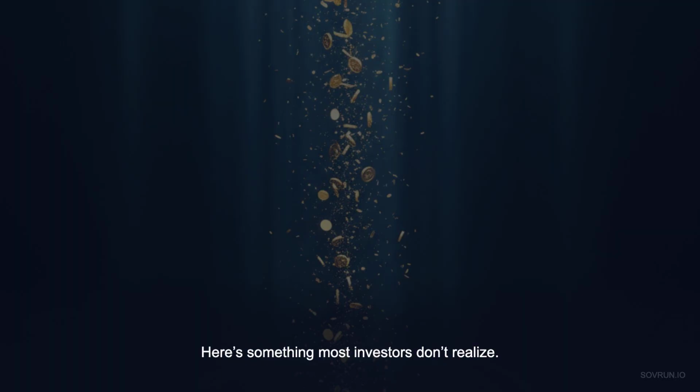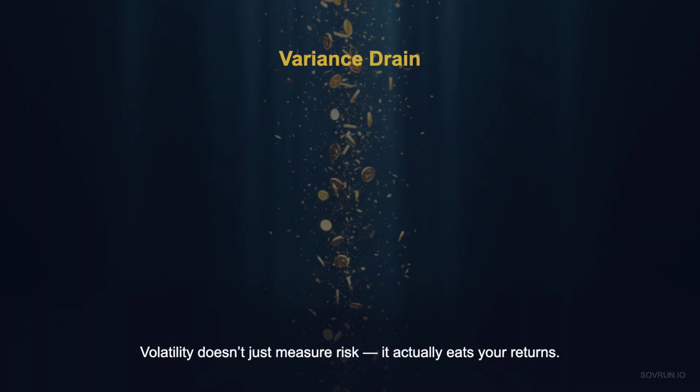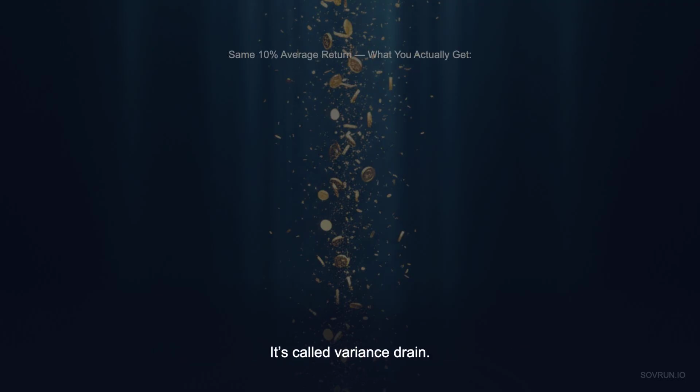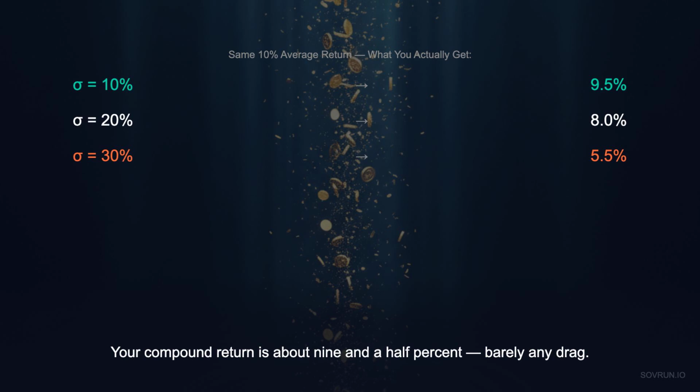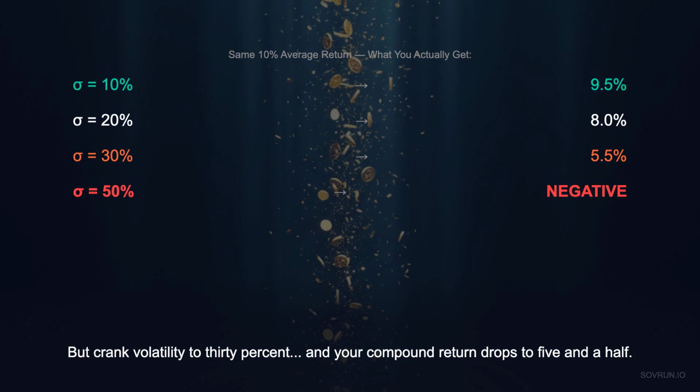Here's something most investors don't realize. Volatility doesn't just measure risk. It actually eats your returns. It's called variance drain. Here's how it works. Say you earn 10% average returns with 10% volatility. Your compound return is about 9.5%, barely any drag.